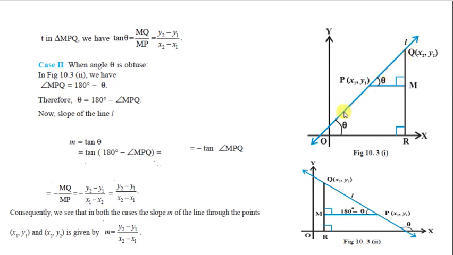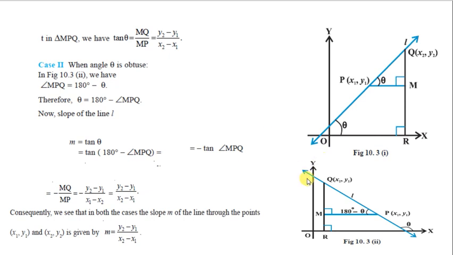So if this line is making angle theta with the positive direction of the x-axis, this angle will also be theta because PM is parallel to x. So tan theta from this triangle PQM will be equal to QM upon PM, that is y2 minus y1 divided by x2 minus x1. So when the coordinates of 2 points on the line are given as x1, y1, x2, y2, then the slope is found by y2 minus y1 upon x2 minus x1.